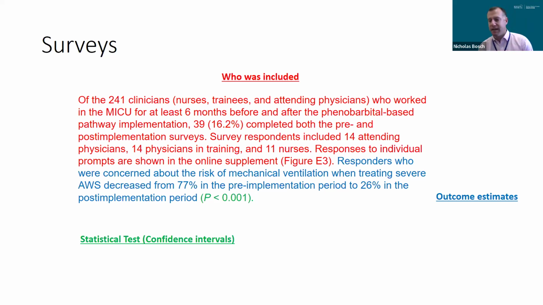And then what usually comes next is some measure of the outcome. In our case, we had a dichotomous outcome. The blue is for one question: whether responders to the survey were concerned about the risk of a breathing tube for treating alcohol withdrawal. We found that decreased from, this is just the percentage of these 39 people who said this, 77% to 26%. It's usually followed by some test of whether those numbers are different from each other, and in this case, they were. There really should have been confidence intervals here too. Providing a p-value without confidence intervals is a little bit frowned upon these days. All right, next slide.